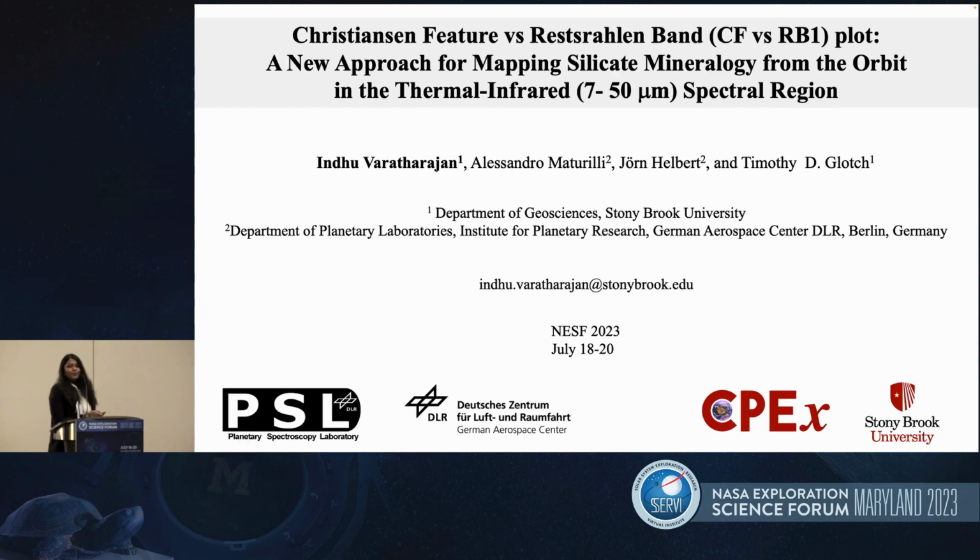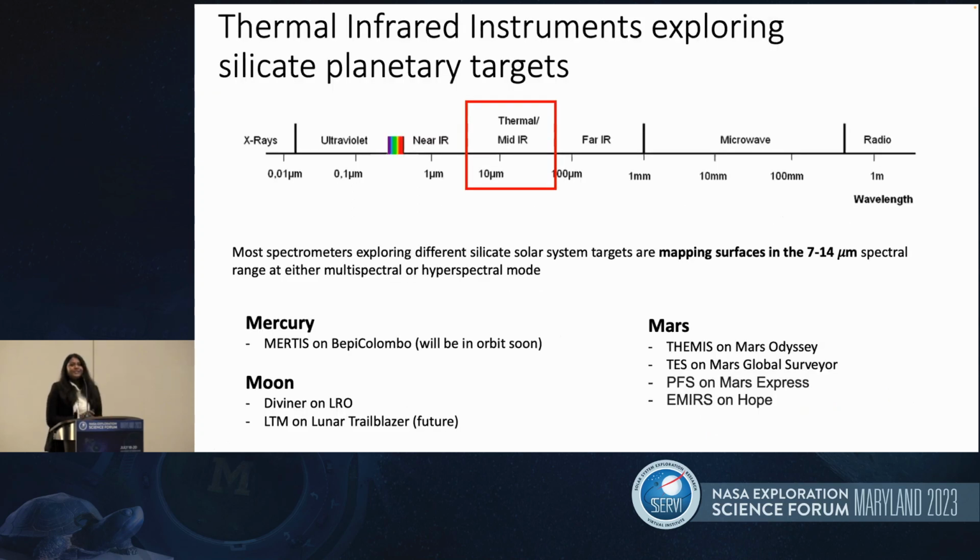I'll just jump on to what I want to talk about. The thermal infrared instruments are designed to measure the thermal radiation from a planetary surface in the spectral region roughly between 7 to 50 micron to map the surface composition and mineralogy of a planet.